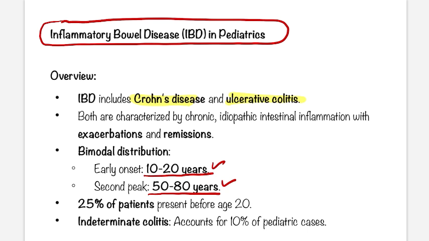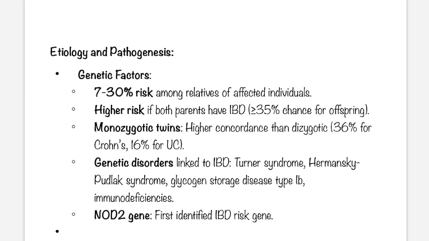An important point to note: 25% of patients present before the age of 20. So in less than 20 years of age, 25% of patients present. This is an important consideration. Indeterminate colitis accounts for 10% of pediatric cases, meaning colitis is present but we are not able to classify it.